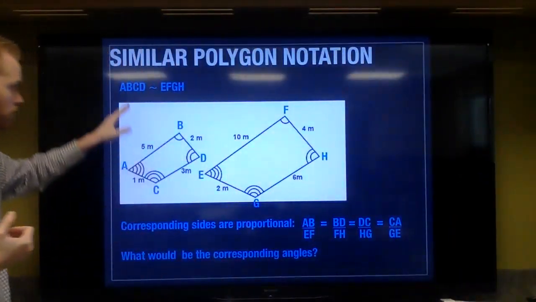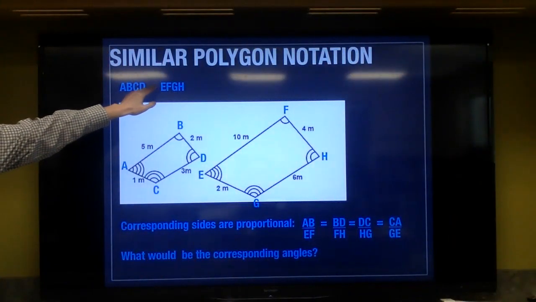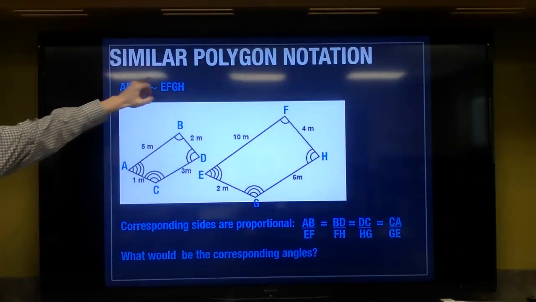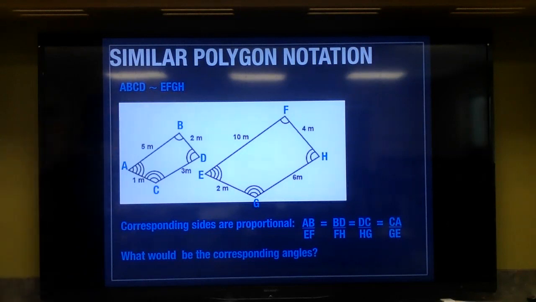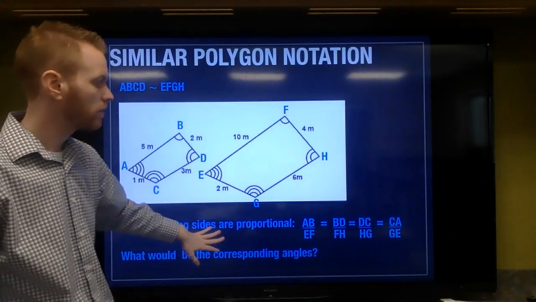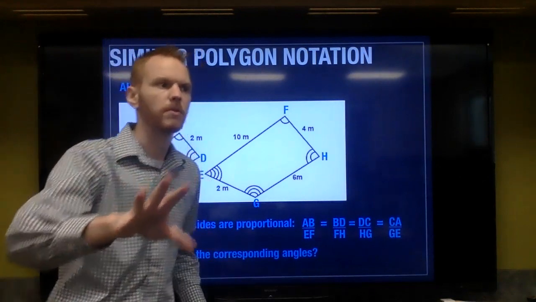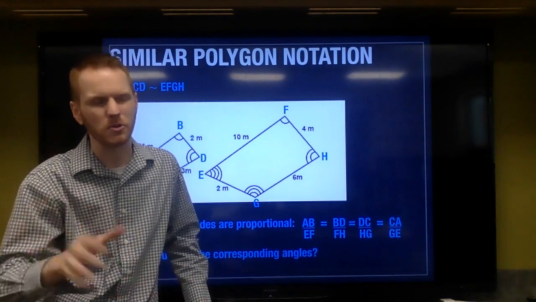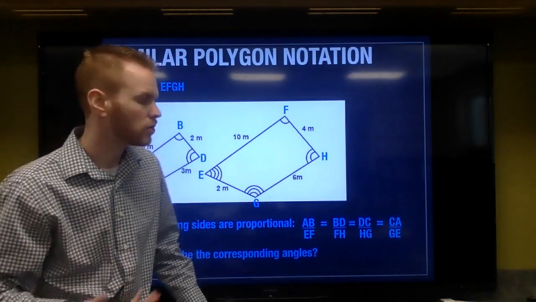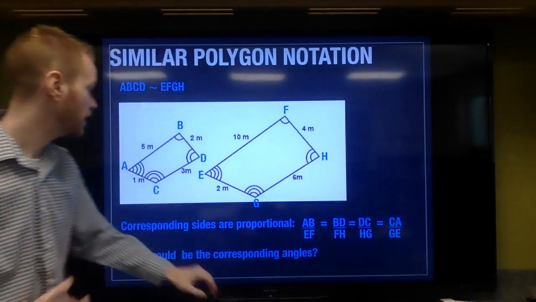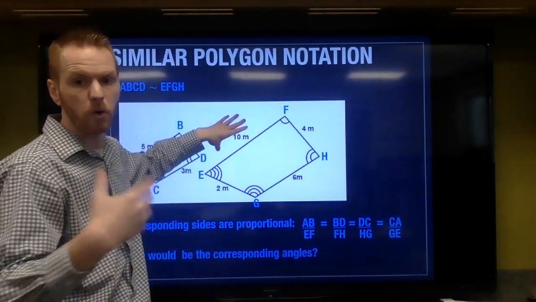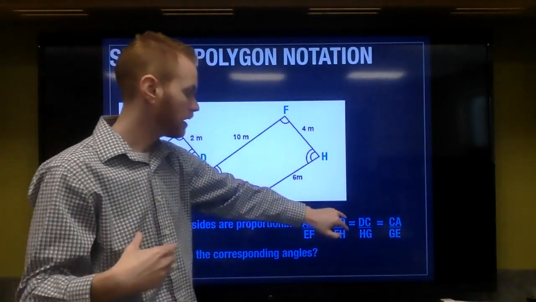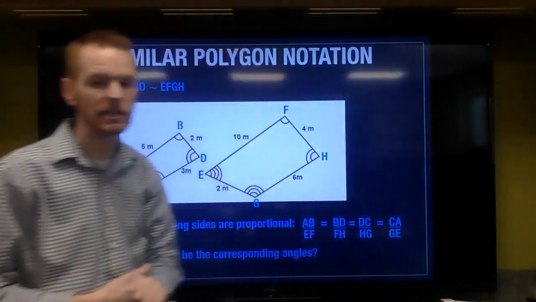Now, we have a new symbol. We no longer use congruent. We use this nice little squiggly line. Okay? So ABCD is similar to EFGH. Now, corresponding sides are proportional. So what we typically do, and if you remember from your middle school or elementary school days, when you talked about proportions, you did things in terms of fractions. Same thing here. AB and EF are proportional to each other. We can write them together as a fraction. We can do the same thing for BD and FH, DC and HG, and CA and GE.